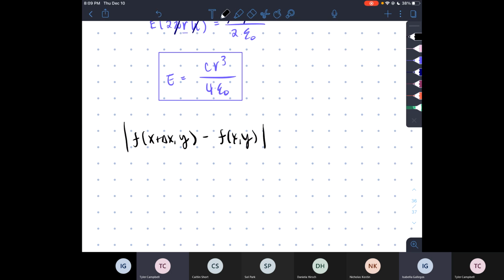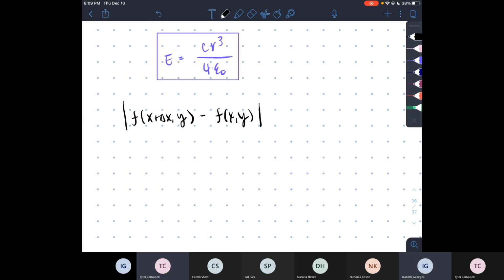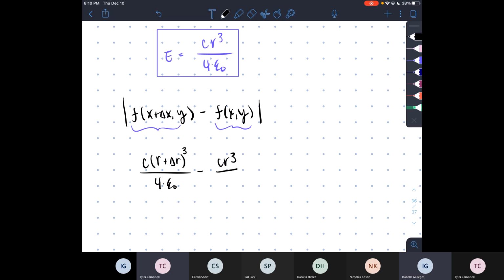Let's say I have a problem that asks for the uncertainty in my E field equation due to R. All you're going to do is take your E field expression that I have up here and plug into this first part of the equation. If it wants uncertainty due to R, then every time you see an R, you plug in R plus your uncertainty into your original equation. Then the second part of this equation just says to subtract the original version. This will be your uncertainty in E due to R.